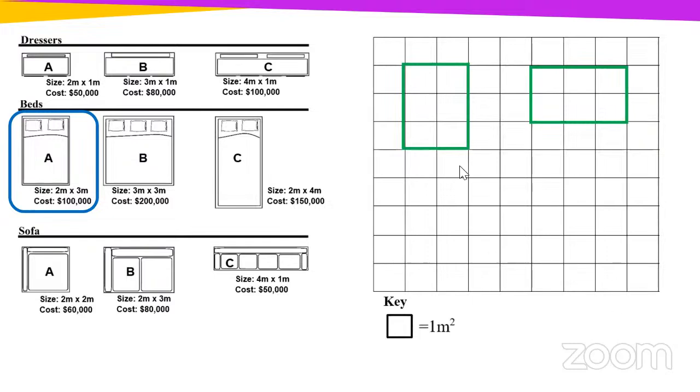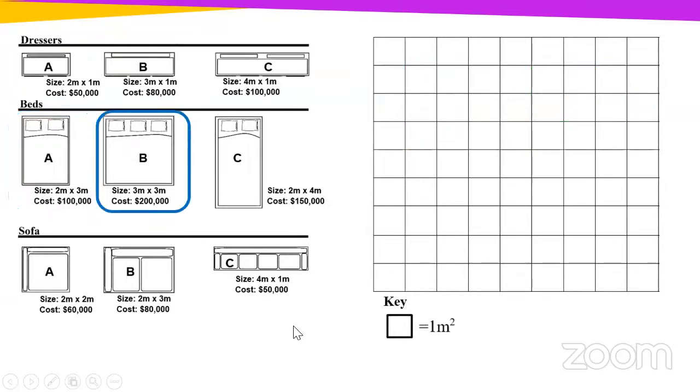Okay, boys and girls. So the response is 6 squared meters. So the area is 6 squared meters of bed A. Let's go over to bed B. Let's look at the representation of bed B.